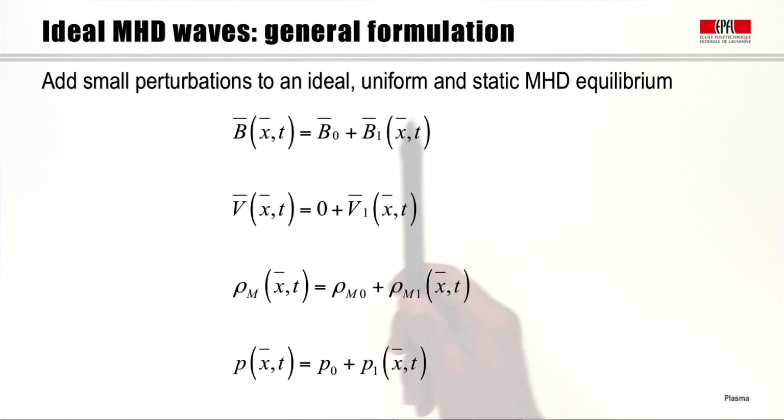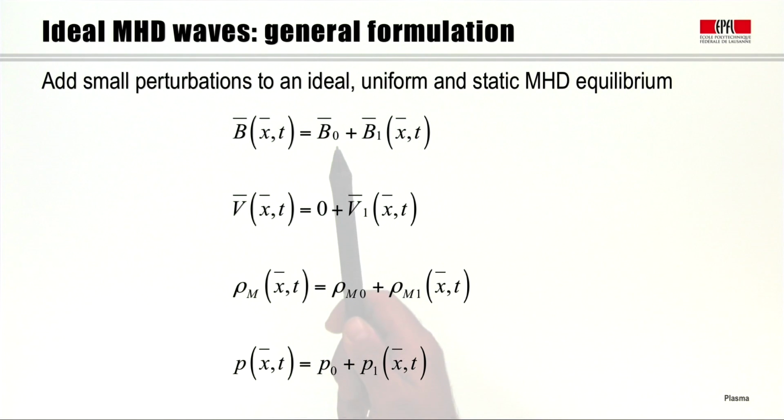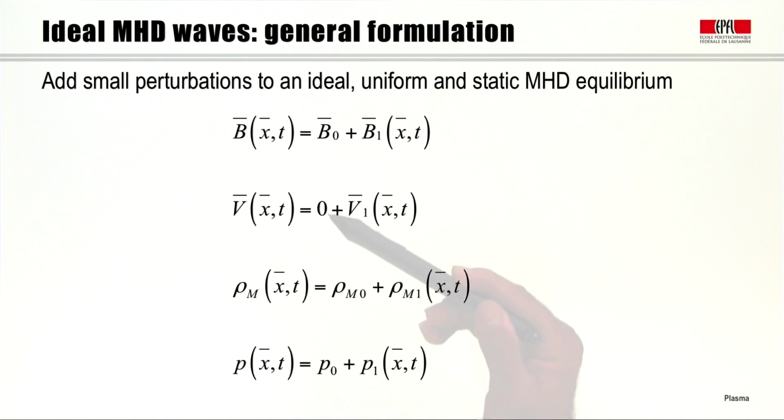We can then consider a uniform and static MHD equilibrium to which we add small perturbations. For the magnetic field, we have an equilibrium term B0 plus its perturbation B1. For the fluid velocity V, since we consider a static equilibrium, the equilibrium term is 0, we only have the perturbation V1. For the mass density, the equilibrium term is a constant, rho m0, plus the perturbation rho m1, and the same for the pressure, P0 is a constant.